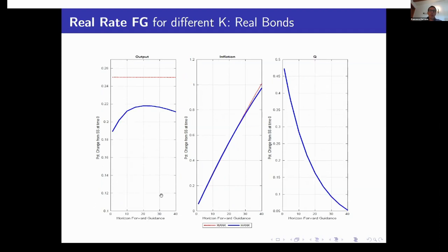Now, if we do this experiment for different horizons of forward guidance, here on the horizontal axis I'm moving k, and here I'm plotting the impact at time zero for output, inflation, and q. You see that the red line again is the rank model, where this impact is constant. You see that the impact of forward guidance in the rank model increases as the horizon goes down a little bit, and this is due to the fact that the farther away in the future the announcement of lower interest rate occurs, the lower is the jump in the price of bonds today, because the price of bonds is a present discounted value of the coupon rate, discounted with the path of the interest rate. So as this effect goes down, the impact of forward guidance becomes larger. Here, the impact on inflation is increasing in K, but this doesn't have any effect with real bonds since the real rate is fixed.